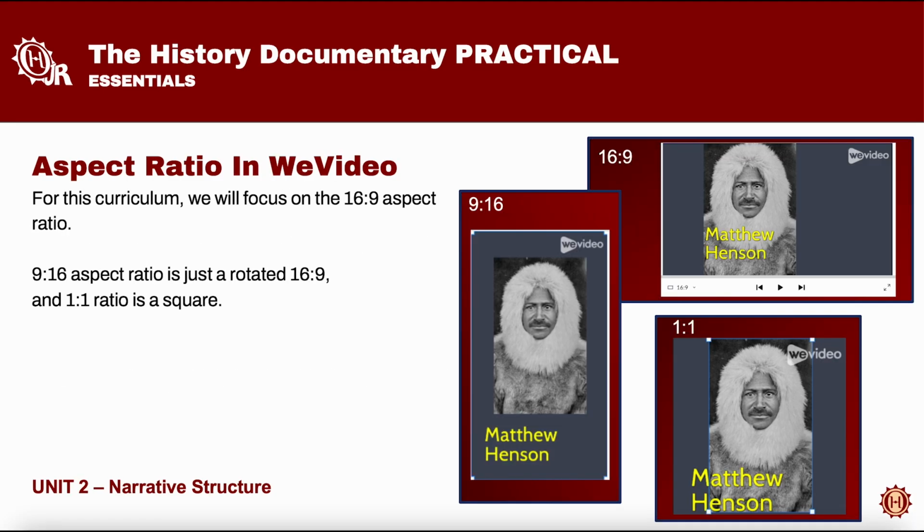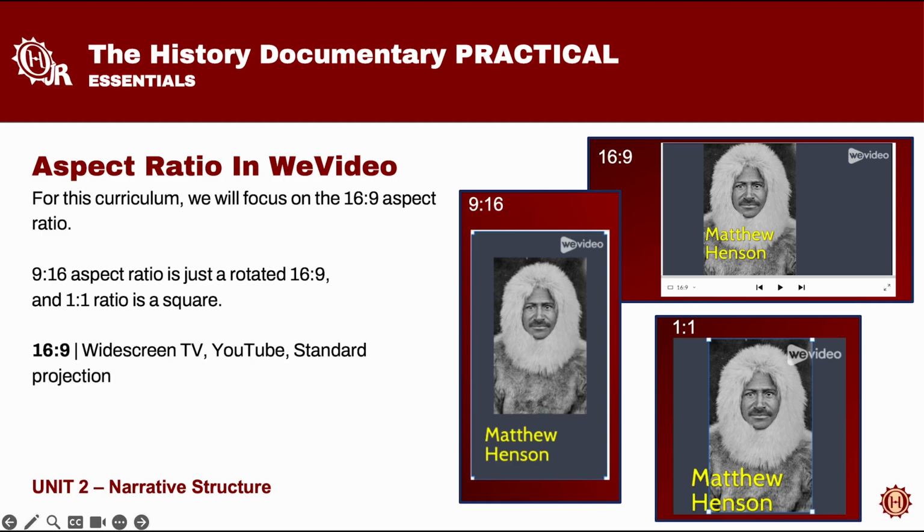So here are some examples for this curriculum. We'll focus on the 16:9 aspect ratio. 9:16 aspect ratio is just a rotated 16:9, and 1:1 ratio is a square. We have 16:9 for use in widescreen TV, YouTube, and standard projection. 9:16 is TikTok and phone formatting. And then 1:1 you can find on Instagram and LinkedIn.